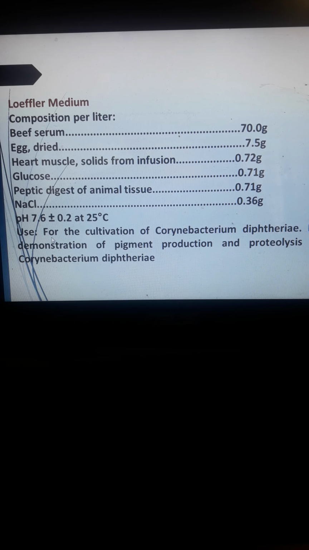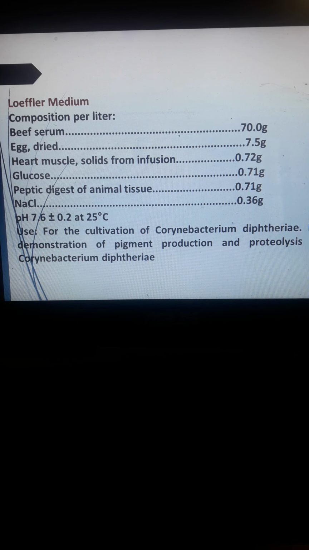It is used for cultivation of Corynebacterium diphtheriae, for demonstration of pigment production, and the breakdown of proteins by Corynebacterium diphtheriae. So that is the proteolysis process. The proteolysis, that is the breakdown of proteins.